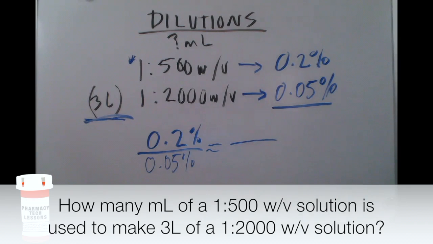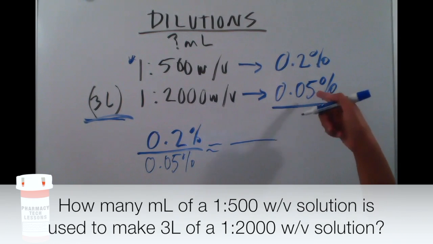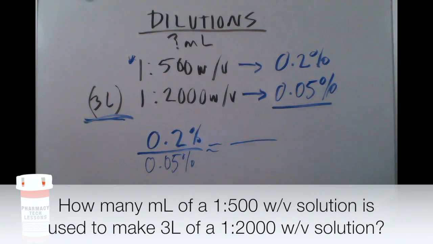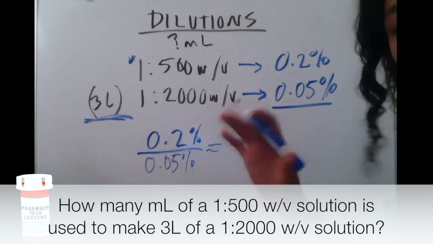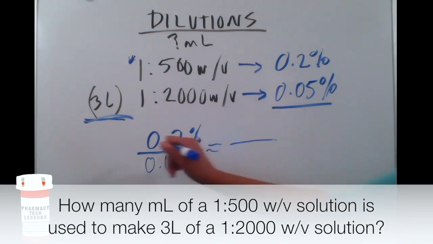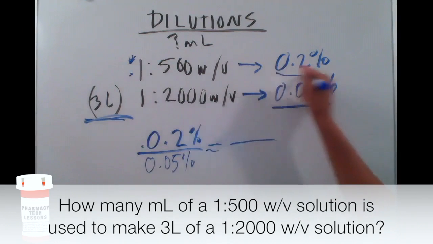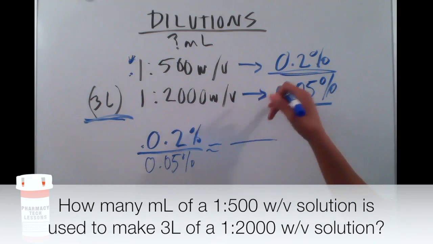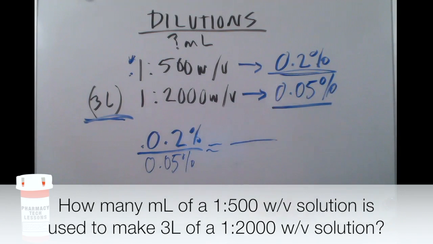All right, so what other piece of information have they given me? Well, I know that I'm trying to find how much of this 0.05%. Well, I'm trying to find 3 liters. What I'm going to do is kind of reverse engineer this problem and say, since I'm looking for, in this case, how many milliliters of this is going to be used to make 3 liters of this, well, let me take the 3 liters, let me manipulate it a little bit, and I'll put the 3 liters on the top.